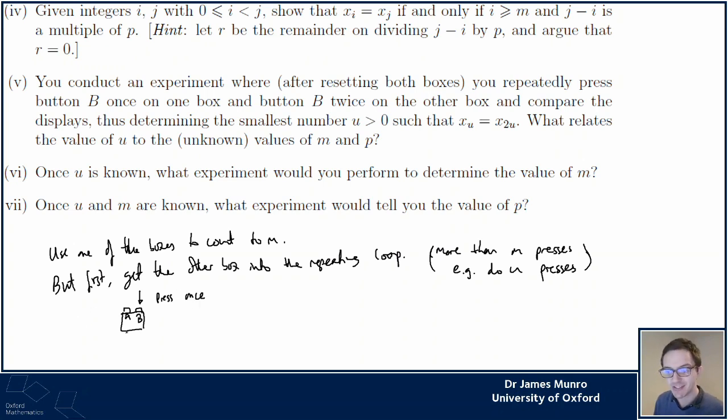First of all, I suppose I've got the second box ready. I've got it into the loop. I've done U presses on that one. Then I'm going to press button B on the first box, I suppose, and I want to check whether that's in the loop. So now press button B on second box.